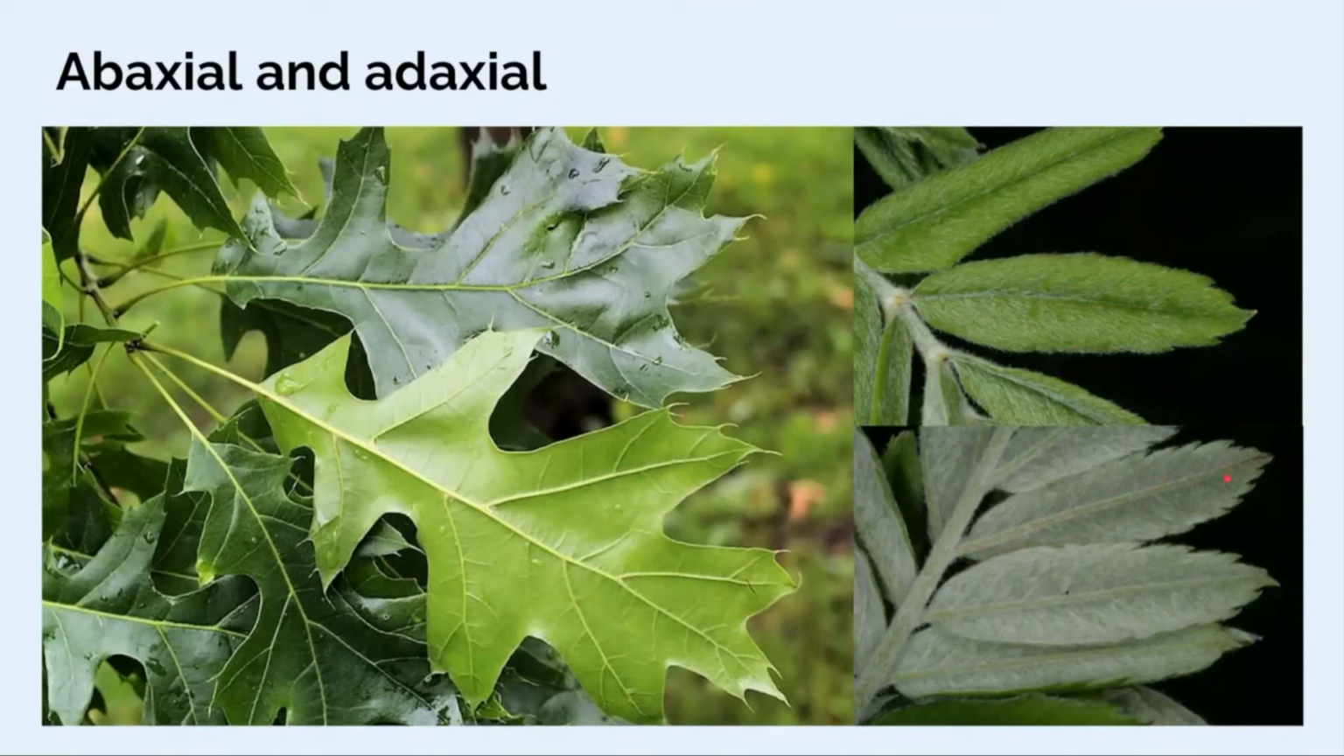So someone's describing these in a key. If you're trying to identify a plant and it says it's hairy on one side of the leaf and not hairy on the other side of the leaf, that can be very important. Shiny on one side, different colors, or whatever you've got.